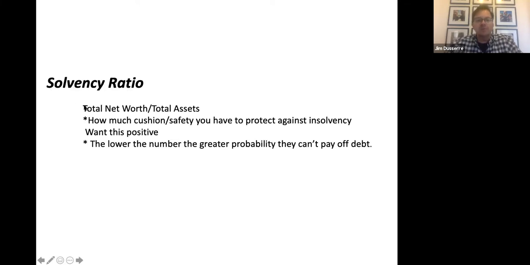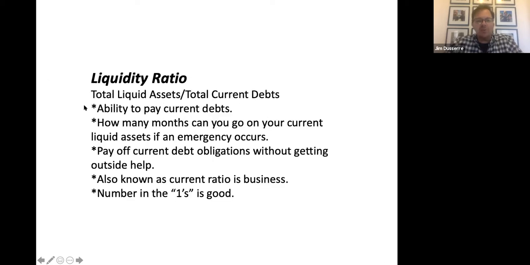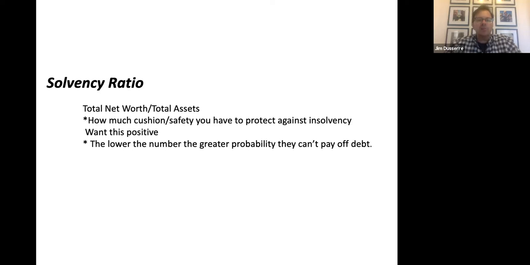Solvency ratio. You don't have to know most of these ratios. The liquidity one, you definitely will. But the solvency ratio just shows you how much of a cushion or safety you have to protect against insolvency. You want that number to be positive. The lower the number, the greater the probability you can't pay off your debt. That's just basically you take your total net worth. We discussed net worth in some previous slides, and you divide that, or put that over your total assets, and that's going to be your solvency ratio.